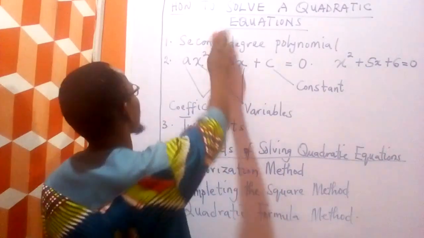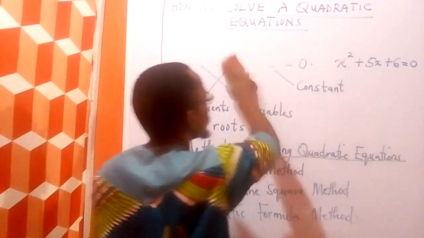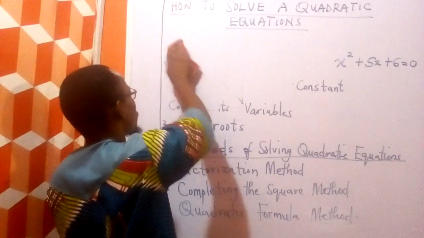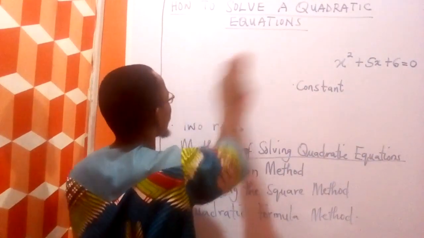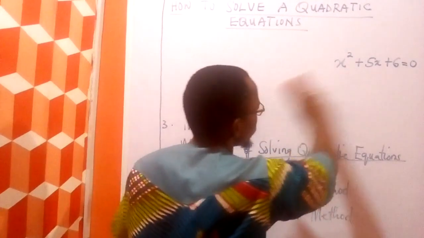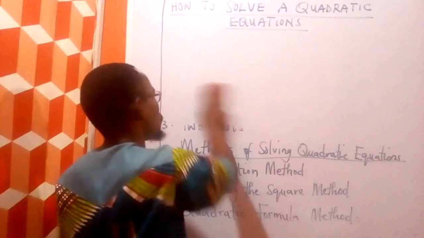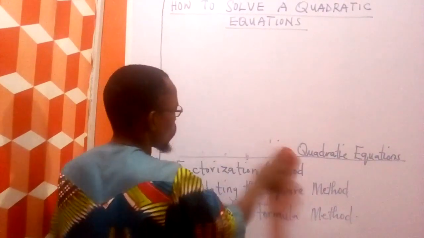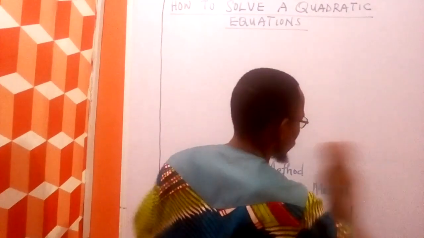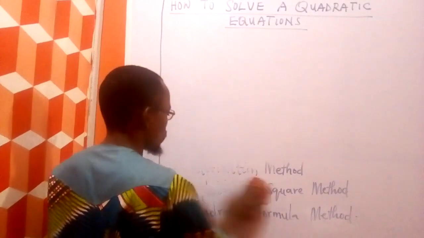Let's look at one or two examples of how to solve quadratic equations. But for today we are going to only use the factorization method for the examples we'll be treating. In our subsequent videos we will be looking at the other methods, which are the completing the square method and the quadratic formula method.